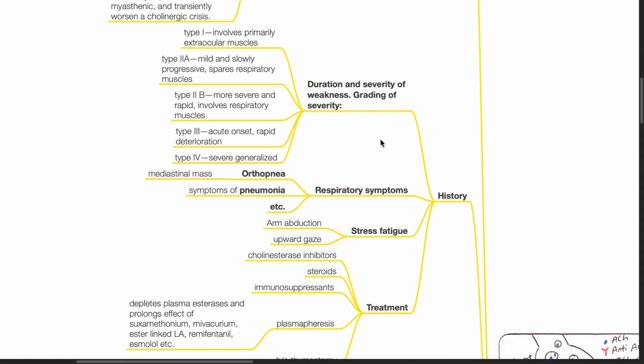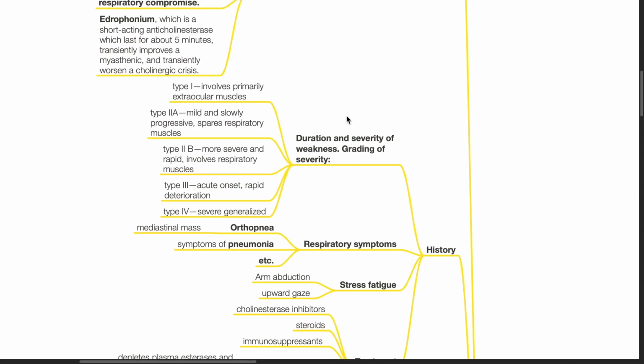History. We should ask about the duration and severity of the weakness. Grading of the severity. Type 1 involves primarily extraocular muscles. Type 2A, mild and slowly progressive, sparing the respiratory muscles. Type 2B, more severe and rapid, involving the respiratory muscles. Type 3, acute onset with rapid deterioration. And Type 4, severe generalized.